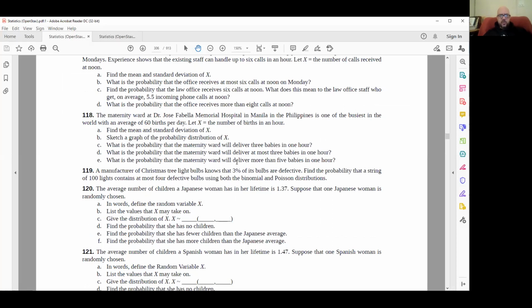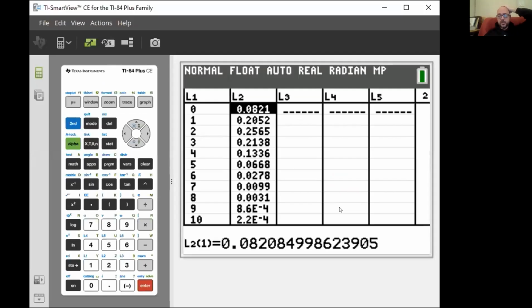What's the probability that the maternity ward will deliver more than 5 babies in 1 hour? This one is a little bit tricky because there's no upper limit for this. So more than 5 means 6 or more. Just adding up these is not enough because I didn't include 11 or 12 or 13 or 14. The probabilities of those are small, but not 0. So what you really want to do is 1 minus the probability of 5 or less. So 1 minus Poisson CDF of 5.